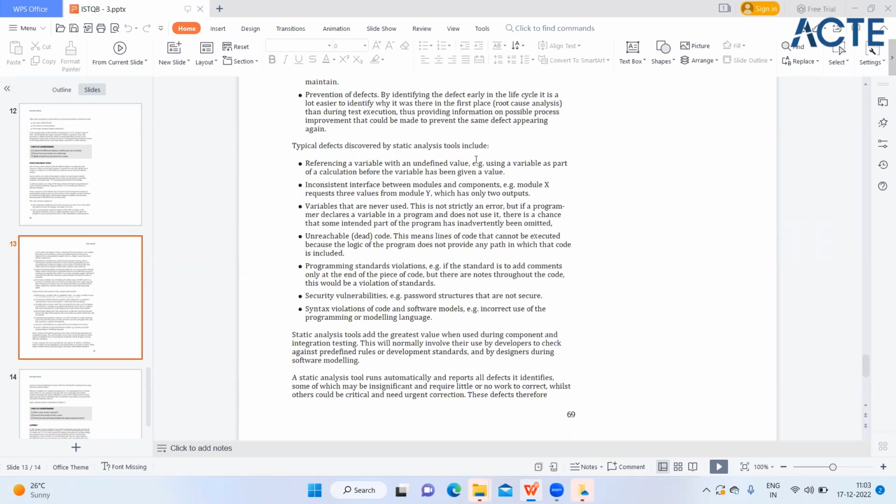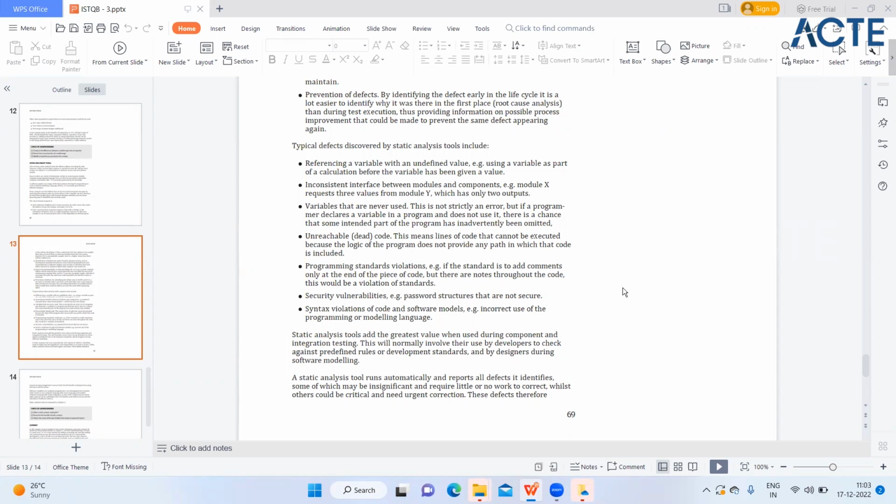For example, using a variable as part of a calculation before the variable has been given a value. So it may be a code defect, or maybe a normal document defect as well. For example, you are assigning a value to a particular thing, and you have not defined that thing previously. You're just explaining it, but you have not defined what that actual thing is. So it's a kind of defect because it creates confusion.